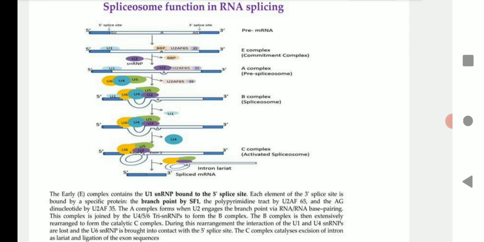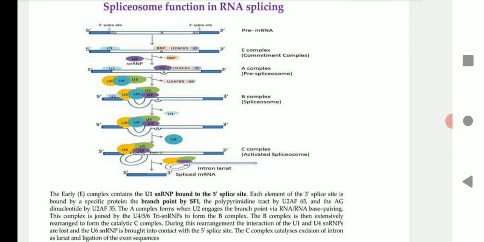Once this base pairing has happened by RNA binding, then comes the trimeric complex of U4, U5 and U6, called the B complex. This B complex joins the branch point region. Then slowly U1 and U4 are eliminated, which activates the U6 snRNA. This U6 snRNA creates a cut at the 5' splice site.